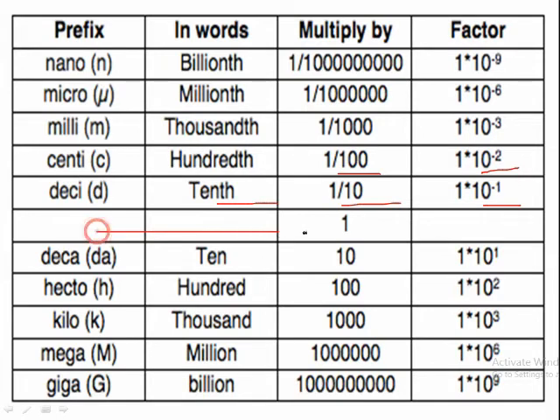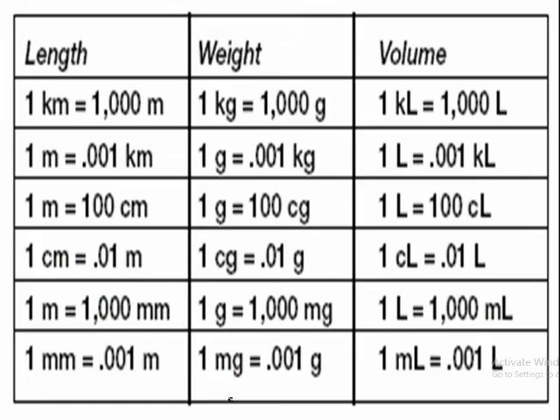Now the normal line, this is the 1. Then if you go more upside, these are all negative, 1 by 1000, like this. These are all divided, but here you will see deca means 10, 10 to the power 1, hecto means 100, 10 to the power 2, kilo means 1000, 10 to the power 3, mega means million, 10 to the power 6, and giga means 10 to the power 9, it is billionth.